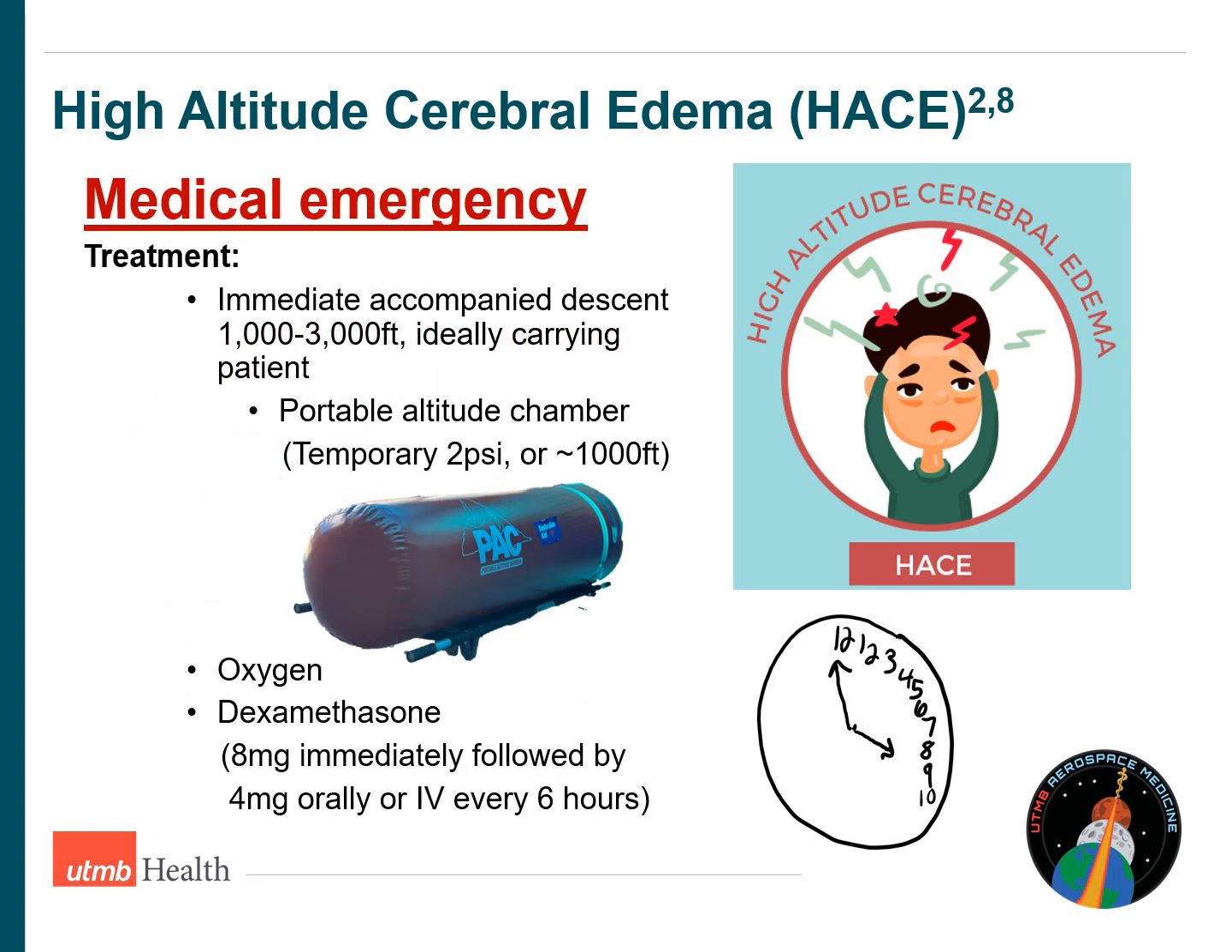The best and frankly only treatment for HACE is immediate descent. The patient should be accompanied if at all possible, as many fatal cases of HACE were due to secondary falls. If descent is impossible due to weather or other circumstances, a portable altitude chamber can be used as long as the patient's airway can be protected. Other treatment adjuncts include oxygen and dexamethasone.